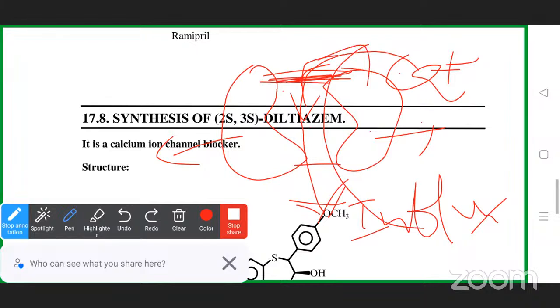Okay, calcium ion channels. For each and every ion channel we have different names. If they are regulating calcium ions, we call them calcium ion channels. If they are regulating chlorine, we call them chloride ion channels. And if they are regulating the influx and outflux of sodium, we call them sodium ion channels. That is a separate topic, so we'll discuss it in further classes.